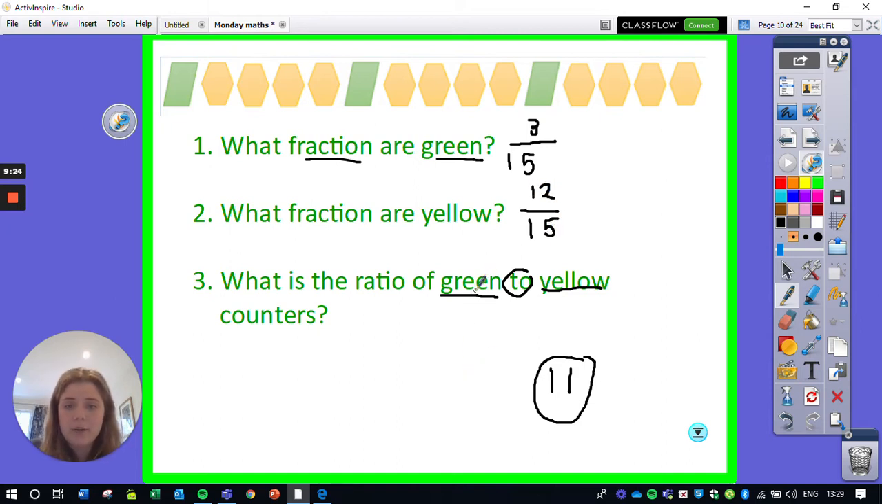Now for my ratio, I want green to yellow. It has to be the right way round. How many are green? 3. How many are yellow? 12. If you want to check that you've got your ratio correct, you can also check it like this. Add 3 greens, add 12 yellows is 15 shapes in total. Did we have 15 shapes in total? Yes, we did. Okay, that's correct.